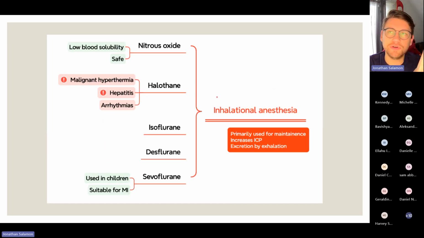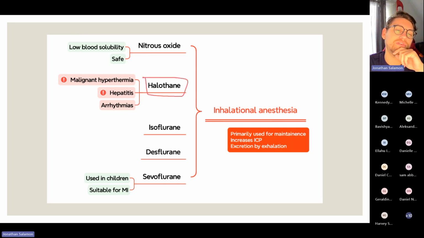Okay, this is super duper high yield. This is unbelievably high yield. NO, very safe. Low blood solubility. Why do we care about low blood solubility? I'll go over the whole thing. I know you guys are probably like, oh, please go over that. Low blood solubility means it acts real quick. And because it acts real quick, it resolves itself real quick. And that is a very useful thing to have for inhaled anesthesia.